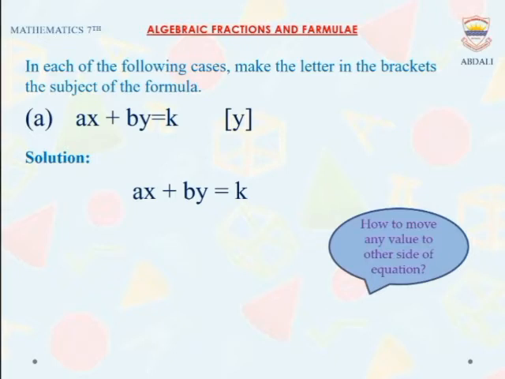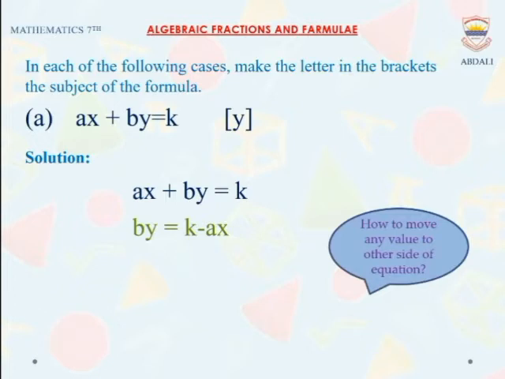So now we know that to separate y, we have to move all the other values to the other side of the equation. So y is on the left hand side, and with y there is ax which is being added. So we will move ax to the other side of the equation. So here ax is being added, and when it moves to the other side of the equation, it will be subtracted. So it becomes by equals to k minus ax.